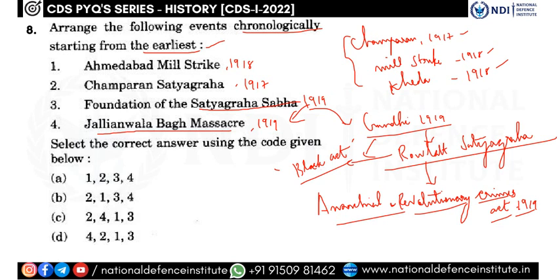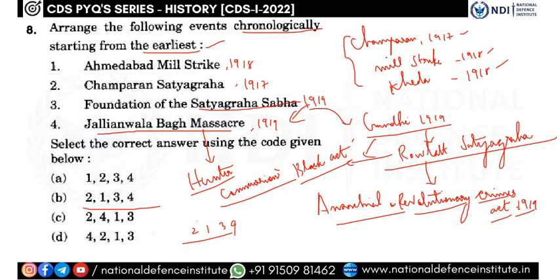Later, to inquire into the Jallianwala Bagh tragedy, they appointed a commission called the Hunter Commission. It is just an eyewash. Nothing happened with respect to this Hunter Commission. So now you see the order. It is 2, 1, 3, 4. The answer is B, 2, 1, 3, 4.